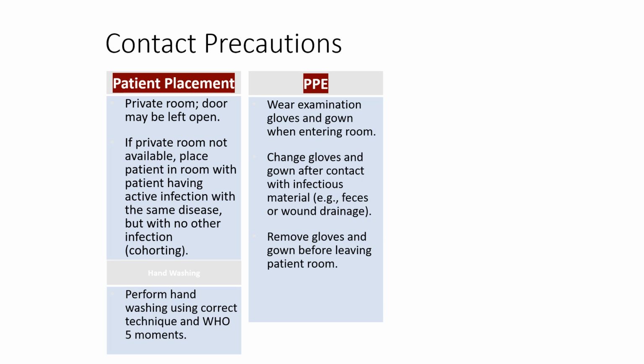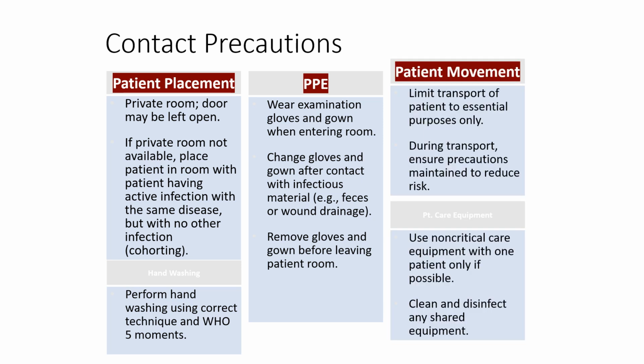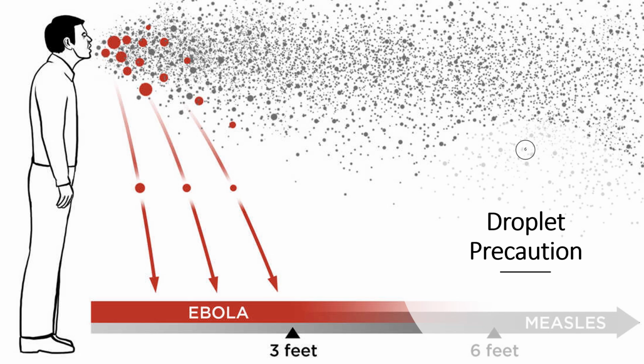Wear an examination gown and gloves while entering the room. Change gown and gloves after contact with the materials. Remove gown and gloves before leaving the patient room. Patient movement should be limited during transport and ensure the precautions are maintained to reduce the risk. Use non-critical equipment with one patient only if possible, and clean and disinfect any shared equipment. That is about contact precautions.